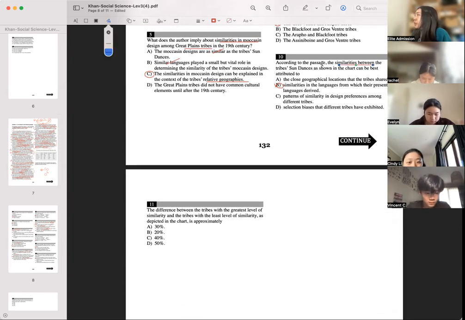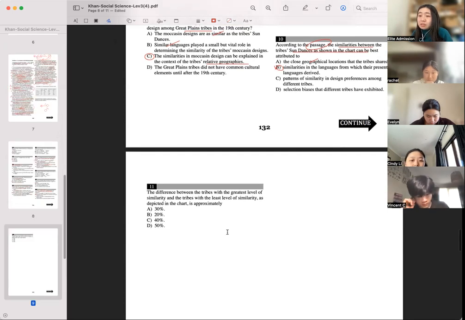The similarity between the tribes in Sundance as shown in the chart, that's attributed to... So it's actually asking about the passage, right? We know that Sundance is related to the language, not the geography, right? So we know the answer must be B. See, they ask very detailed questions. So you really need to understand the relationship that is mentioned in the passage so that you can confidently get this kind of question correct. And this one is B. Right, the graph related question.